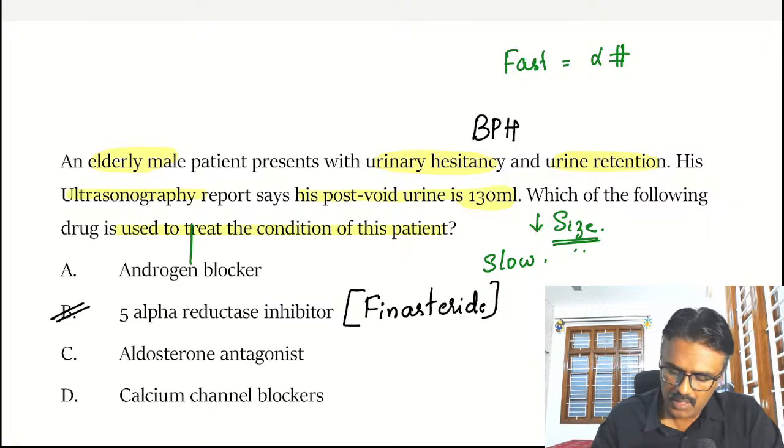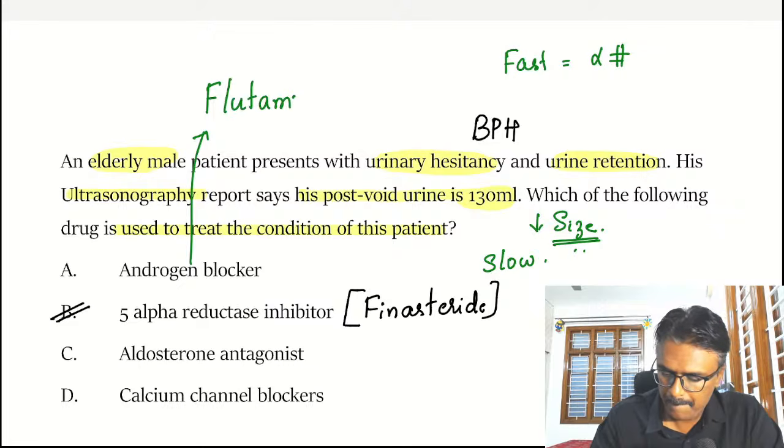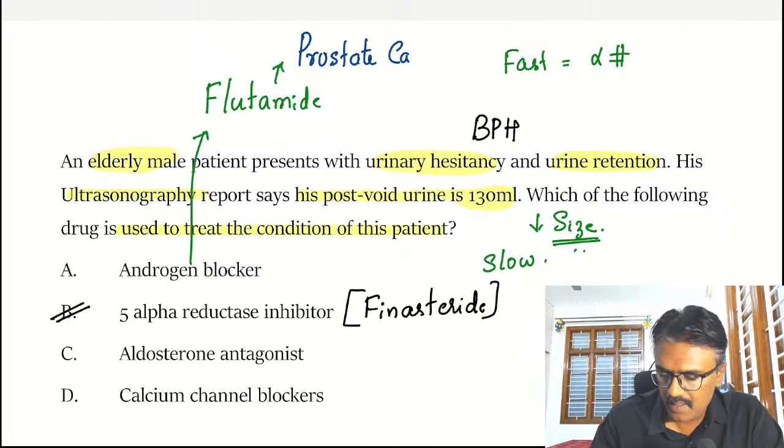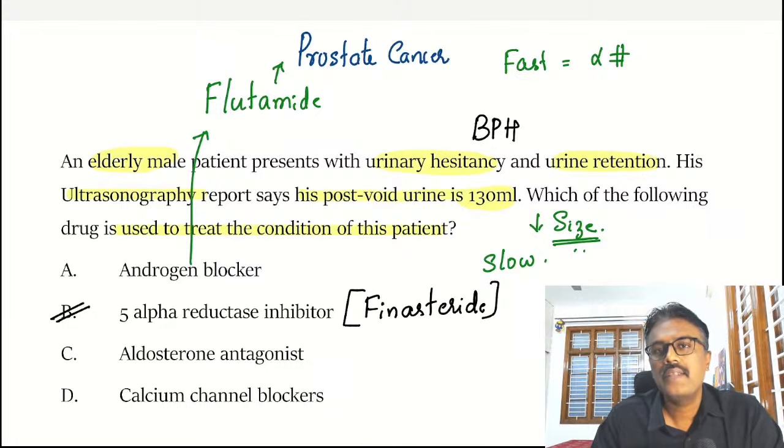Do we use an androgen blocker? Yes, we have an androgen blocker. The name is called flutamide. And flutamide is not used for BPH. It is used for a cancer in a male, and that is prostate cancer. Prostate cancer is a hormone dependent cancer which depends on testosterone, so we block testosterone. That is called androgen blocker.